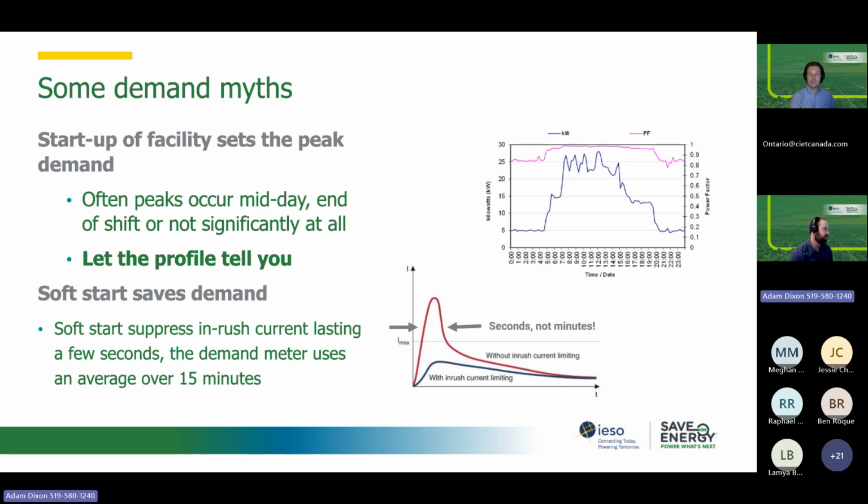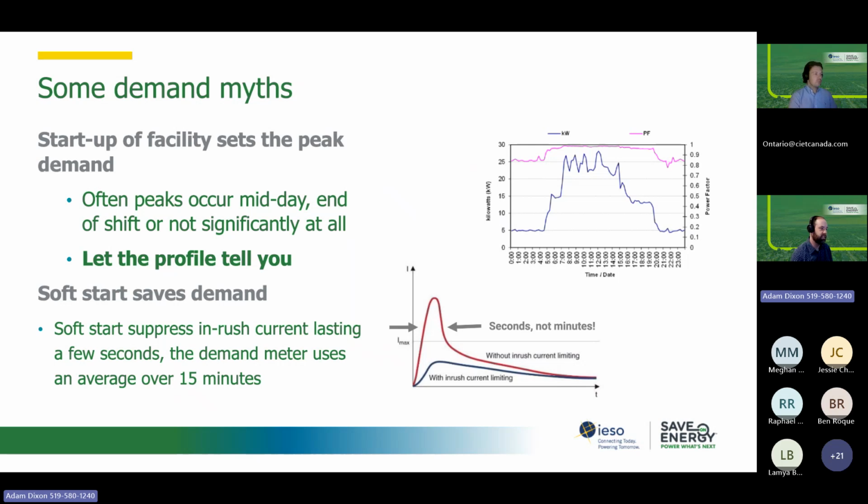demand and peak demand. One that we oftentimes hear is that the startup of a facility sets the peak demand. This can be true, but it's not a rule. Specifically on a hot day in the summer, your peak is often going to be in the early afternoon, 2-3 o'clock, when the sun's at its highest, or there's enough time to heat up. So it's actually later in the afternoon.